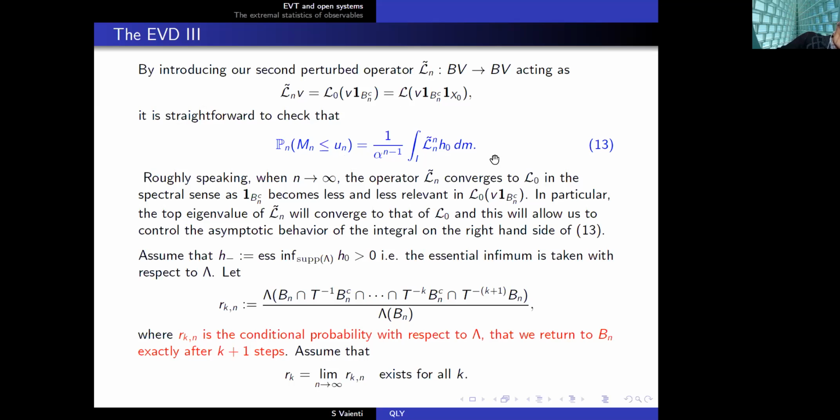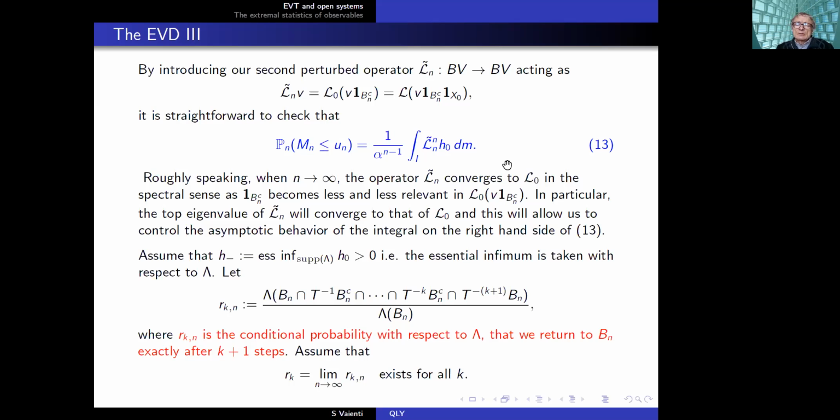And as you see, this is very interesting for us because now we could try to use the perturbation theory for these three operators, in particular for L tilde, which is what is going to interest us, in order to try to get the distribution of this object when n goes to infinity. And this is exactly what we are going to do.